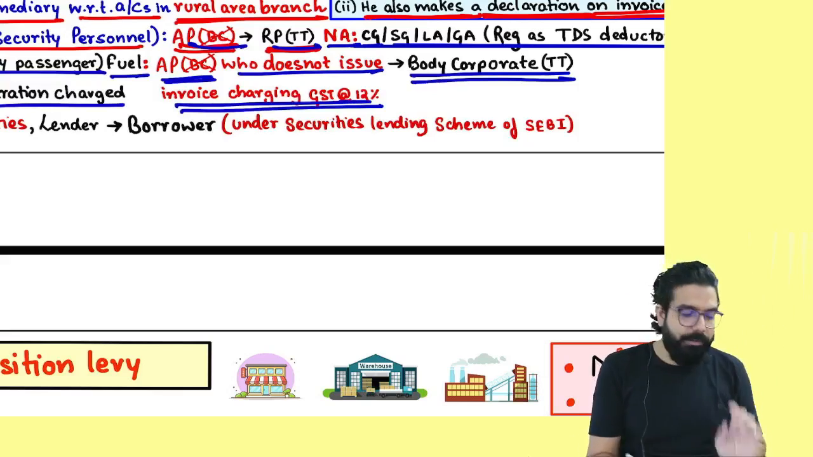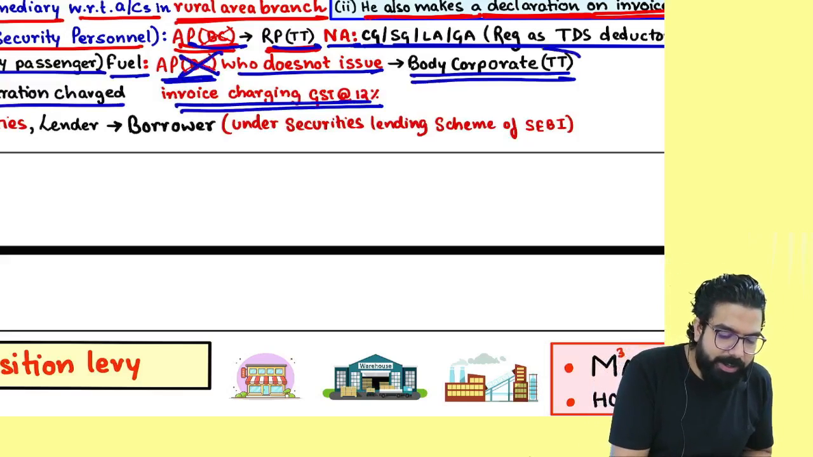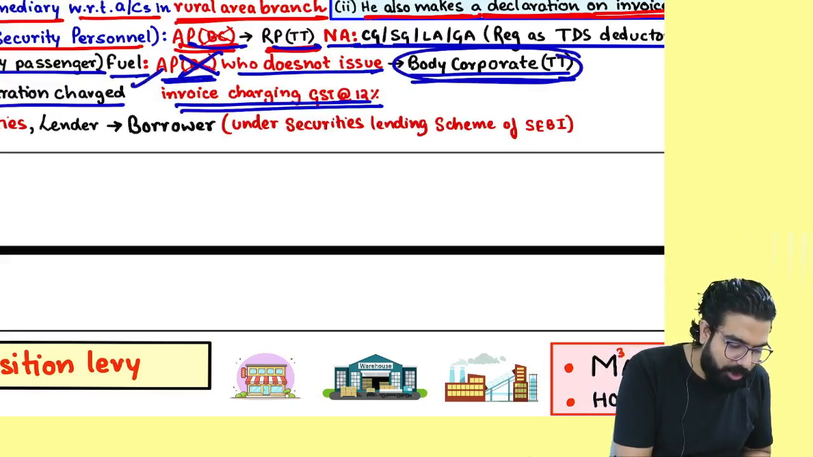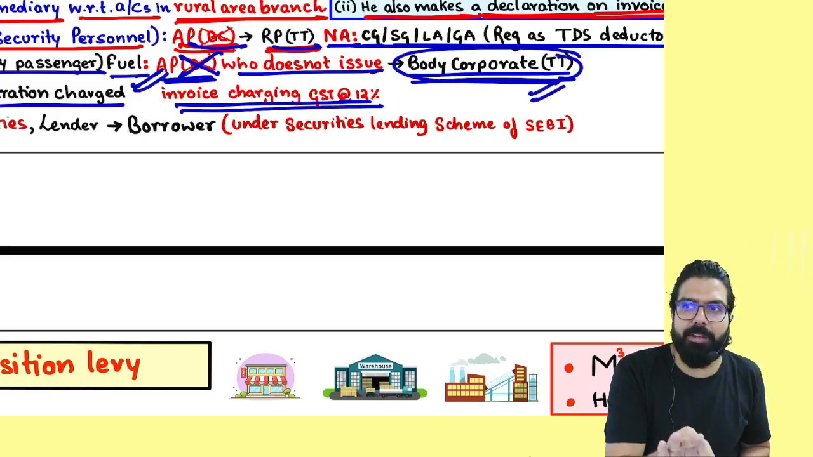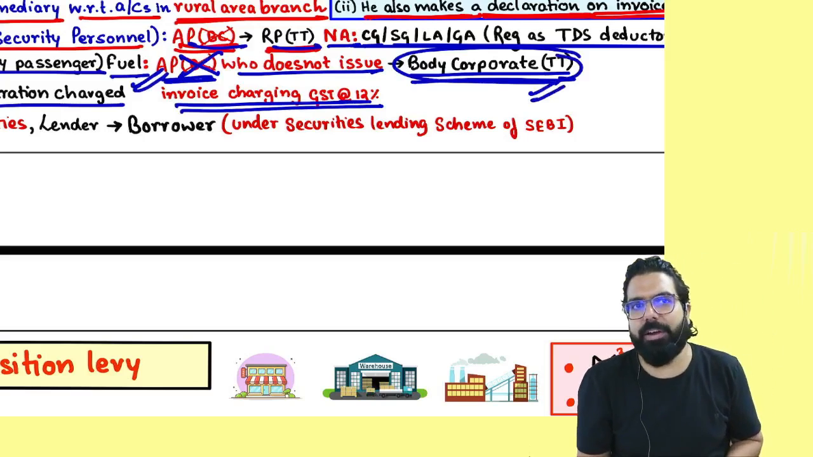So any person other than a body corporate renting to whom, everyone? Can I put it like this: non-body corporate giving to body corporate. For the service of renting of motor vehicle, the body corporate will always pay GST under RCM.